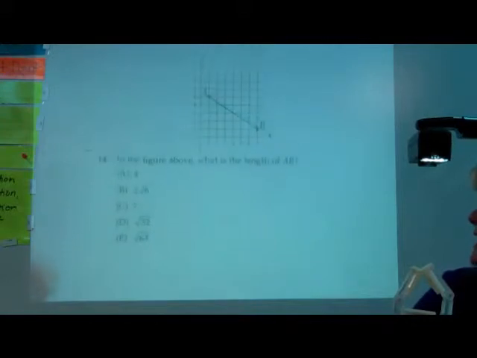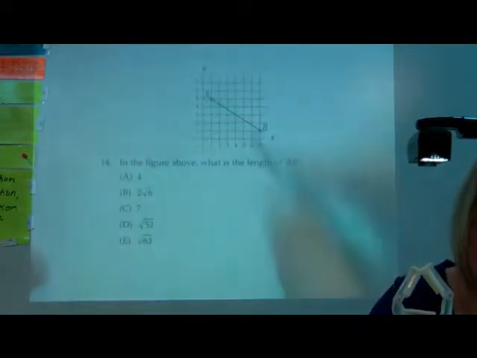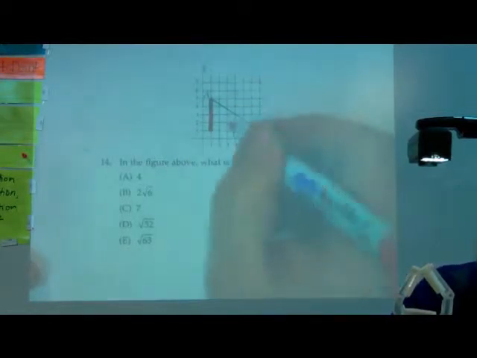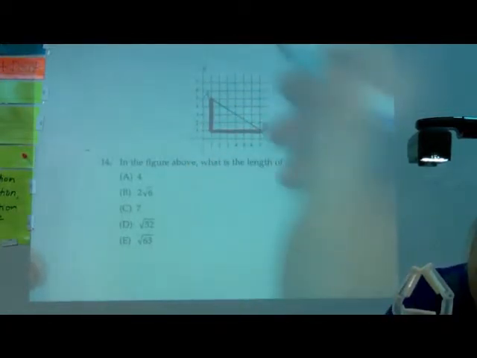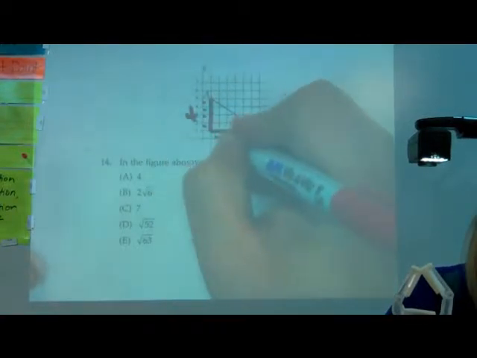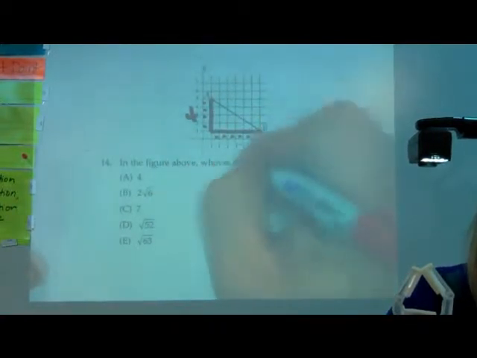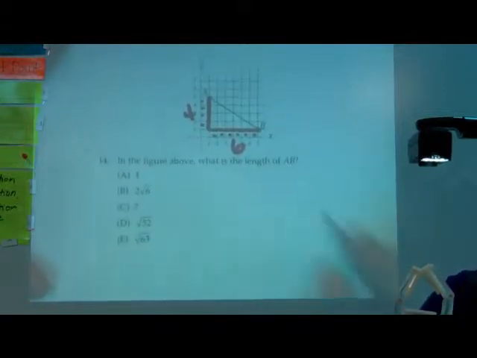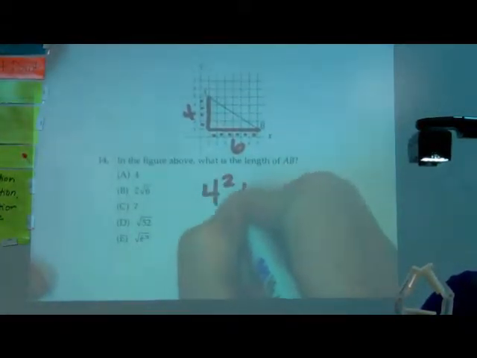Okay. The next one, finding the length of a line that's not vertical or horizontal. Remember, draw in a triangle. So this is 1, 2, 3, 4 on this side. 1, 2, 3, 4, 5, 6 on this side. All right, so this is one where it's not a Pythagorean triple. We don't have a 4, 6. So what we'll have to do is actually do the Pythagorean theorem.